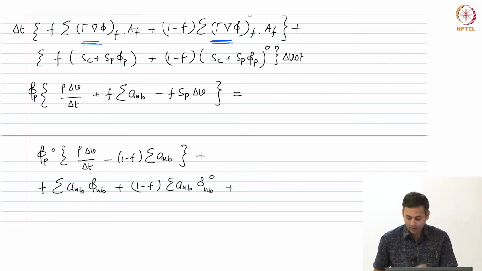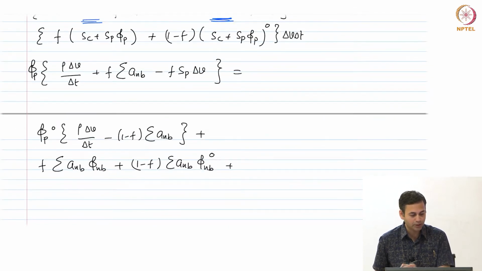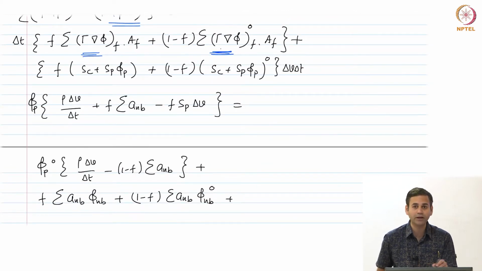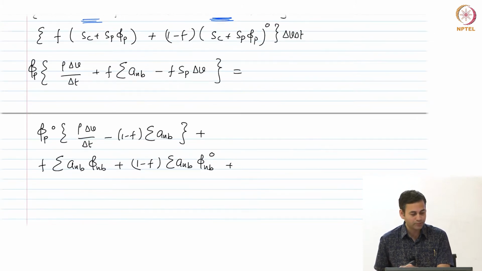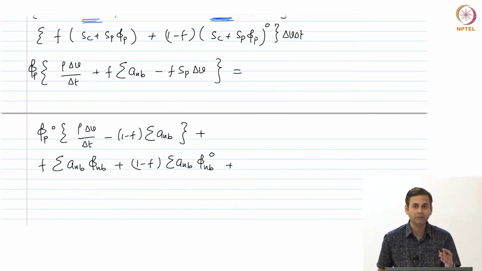Plus I have all the remaining source terms, right. So, we are done with all these terms, isn't it? The diffusion fluxes we are done, gamma grad phi terms, right. That is all accounted for. Now, what is remaining is the source terms. Out of the source terms, we already sent the SP phi p term to the left hand side.